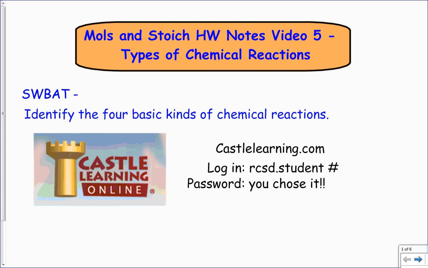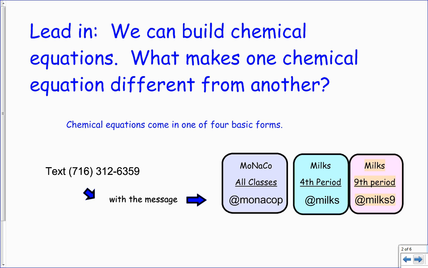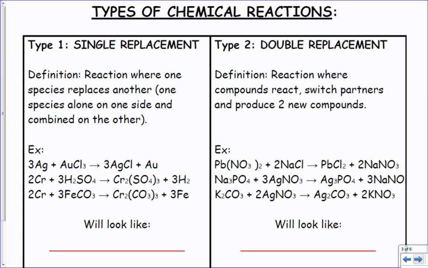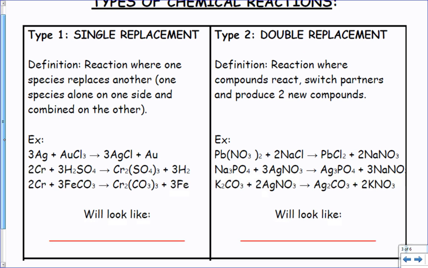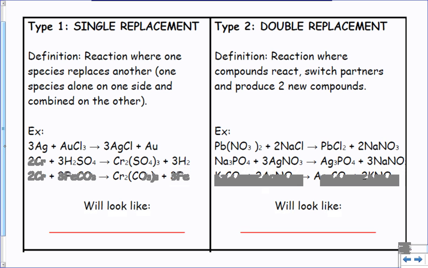Video 5. Today's just the types of reactions. There's 4 of them. We need to be able to identify which ones they are now that we can balance chemical equations. So basically, can we tell the difference between the 4 kinds? Here is a list of them. So, single replacement.